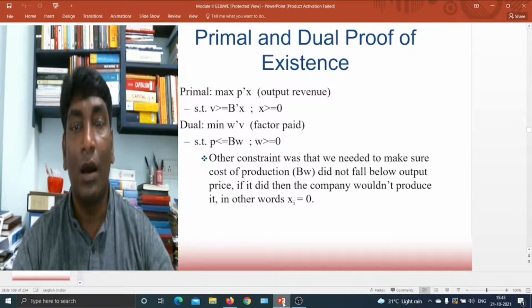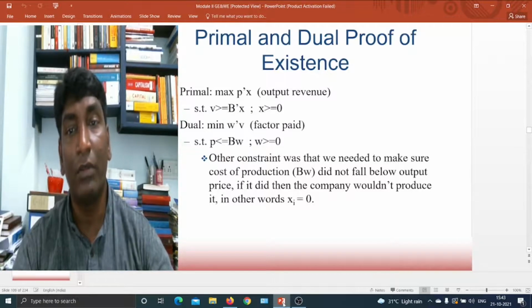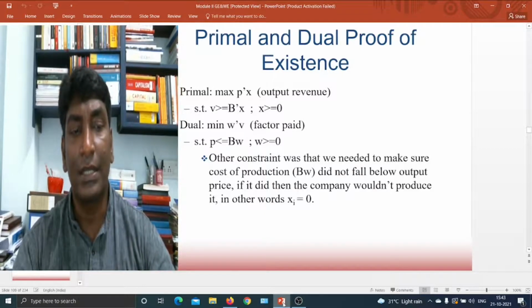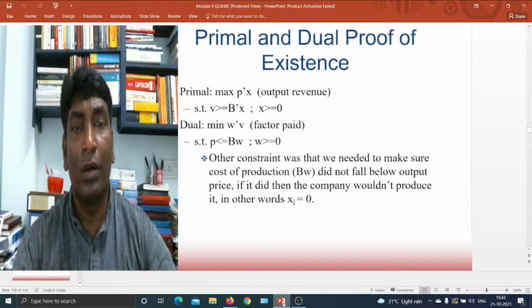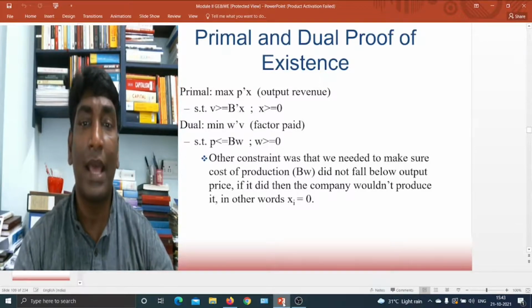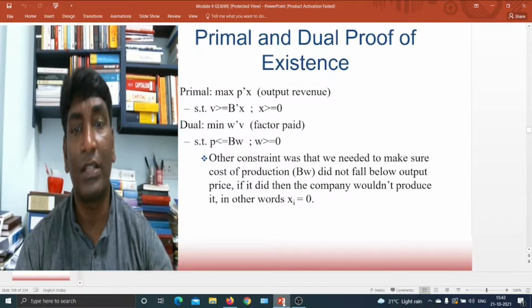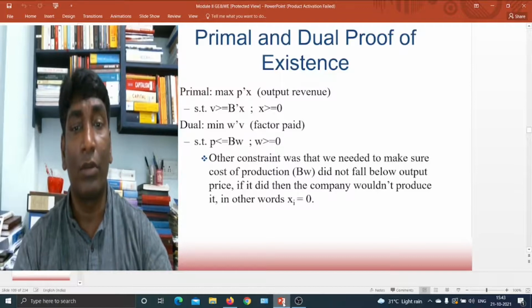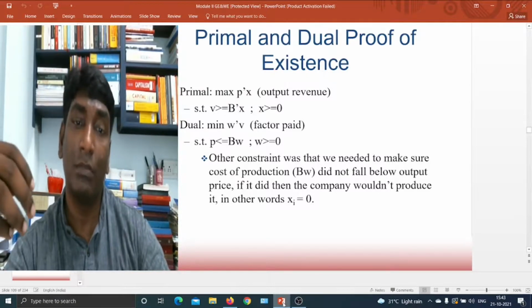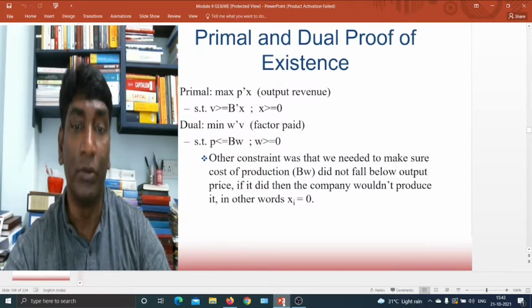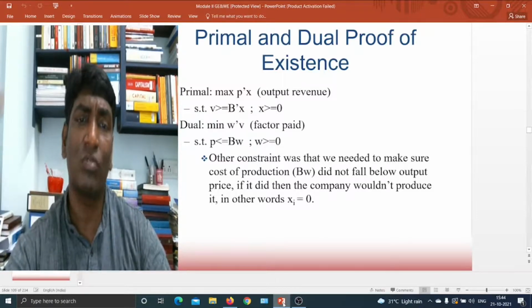And then you also have a problem with the primal vis-a-vis dual proof of the existence, which is also pretty interesting in that sense. So if you have a primal problem that maximizes p dash x, output revenue, such that b x is less than or equal to v, where x is greater than or equal to 0, the dual means the minimization of w dash v, that is factor payments, such that you have b dash w greater than or equal to p, and w is greater than or equal to 0 in that context. So you have actually the opposite, which is what is called the primal-dual case.